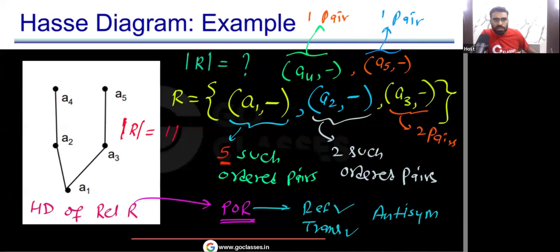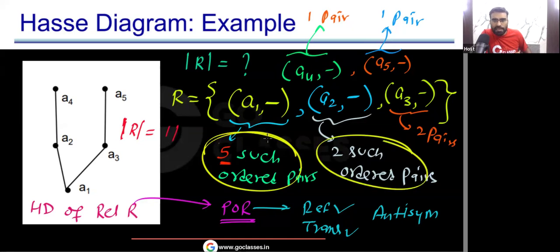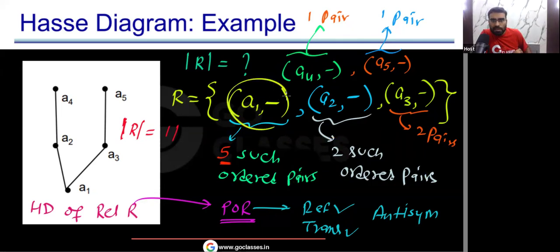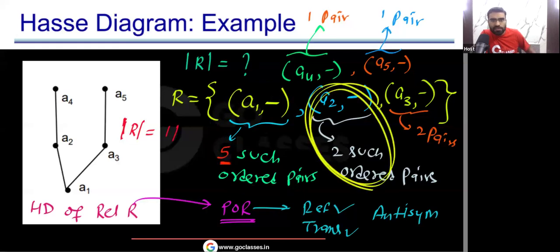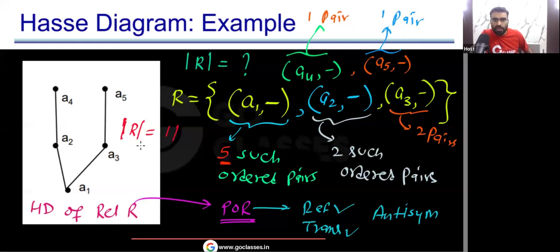One more thing, all these ordered pairs, can I say they are different? How can you say that they are different? Like these 5 ordered pairs and these 2 ordered pairs, can they have something common? No, they cannot have something common because here we are starting with A1, here we are starting with A2. So they are different. So finally your answer will be 11 only. Is this clear? Okay. So very simple.